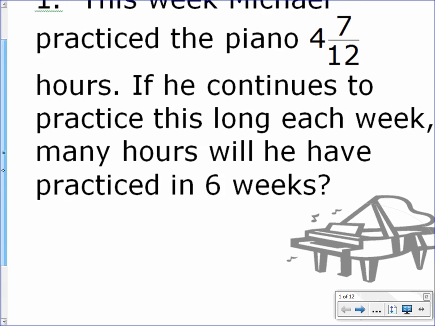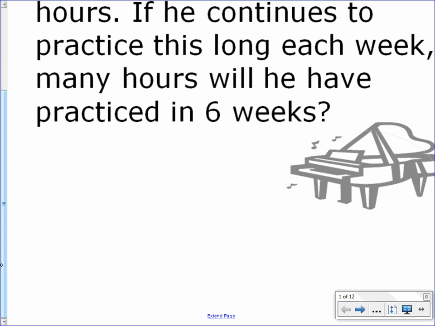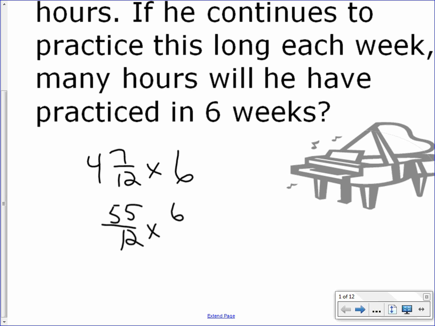All right, so I'm going to first take 4 and 7/12, multiply it by 6 because there's 6 weeks. My first step is to change 4 and 7/12 to an improper fraction. So 4 times 12 is 48, plus 7 is 55. So I have 55/12 times, and I'm changing the 6 to be a fraction and putting it over 1.